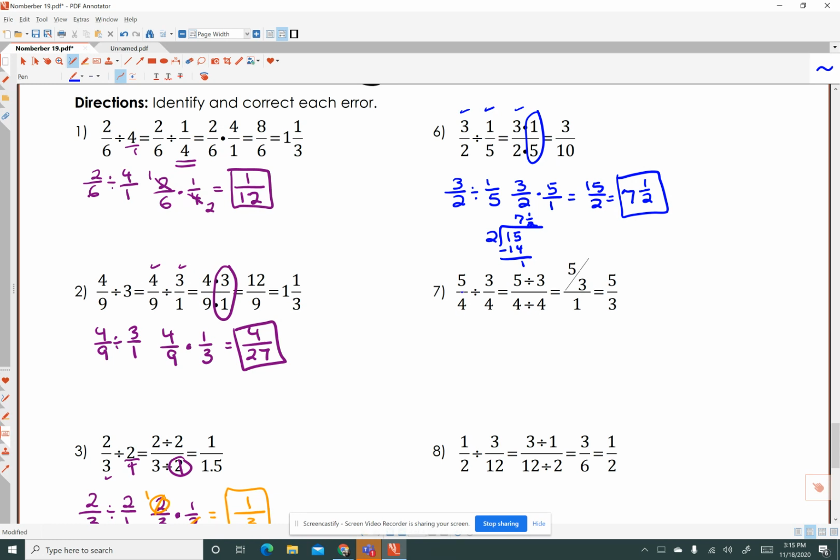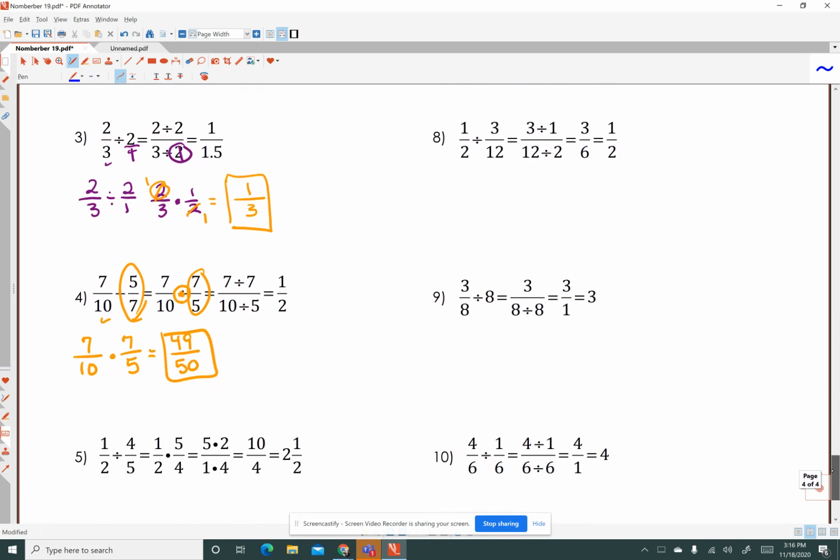Okay, let's see. 5/4 divided by 3/4 is 5 divided by 3, 4 divided by 4, 5/3/1. Okay, this is actually just a different method of doing it. Let's work it out the way we've learned it. We've got 5/4 divided by 3/4, which we will rewrite as 5/4 times 4/3. And we can cross simplify these 4s as 1s, which gives us 5/3. So the answer was correct, and they just used a different method.